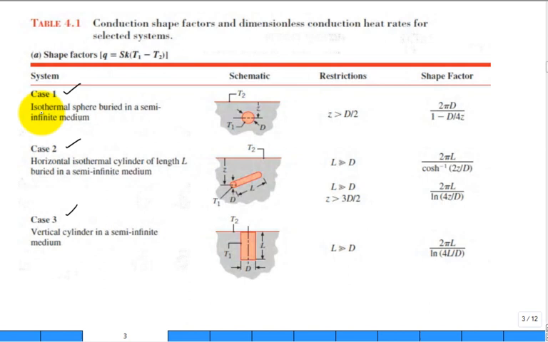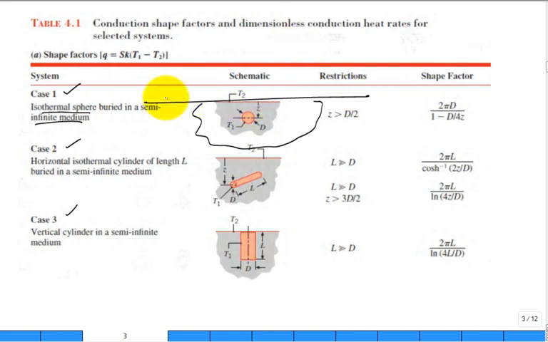So here we have an isothermal sphere buried in a semi-infinite material. The semi-infinite material goes on and on. They cut it in half. That's why it's semi-infinite, not completely infinite, half of the world. And along that top edge is our constant temperature, T2. And our sphere is buried at a depth Z, and the diameter D of the sphere is at temperature T1.